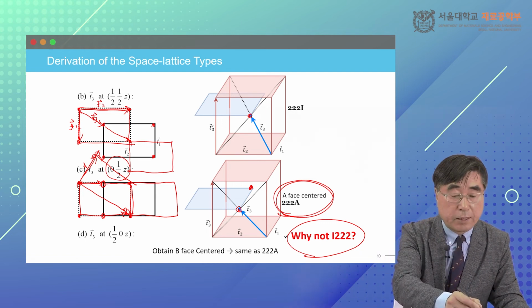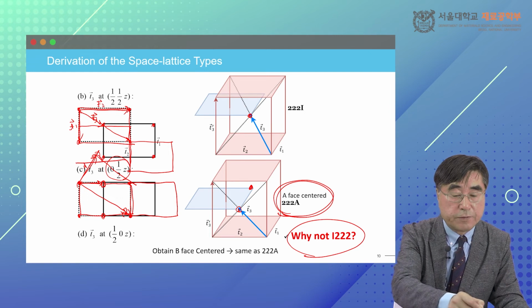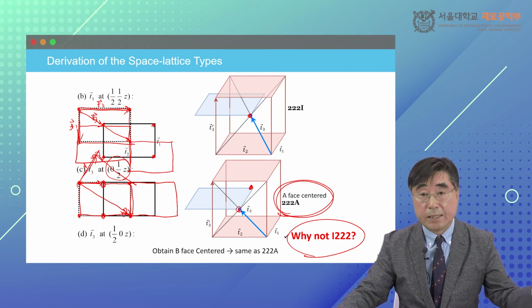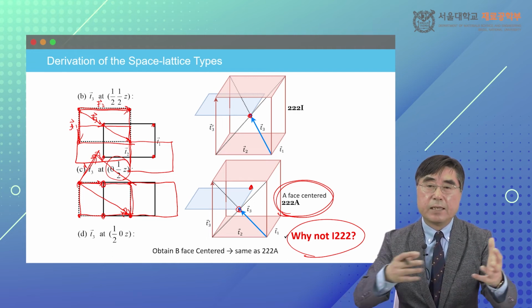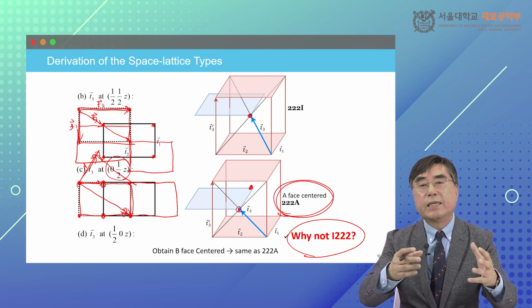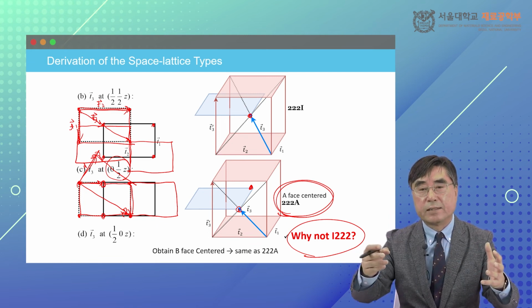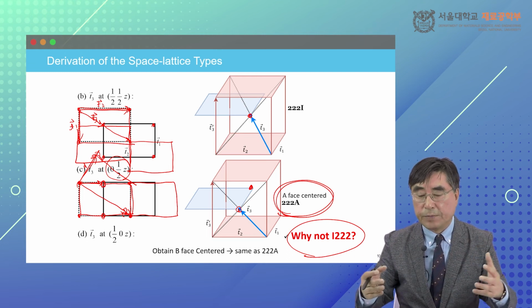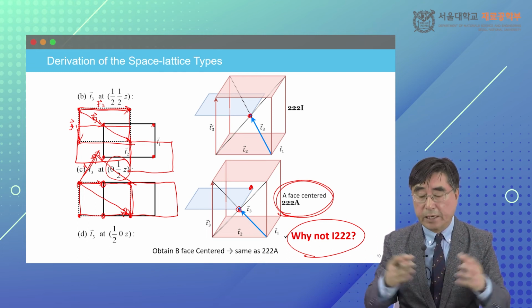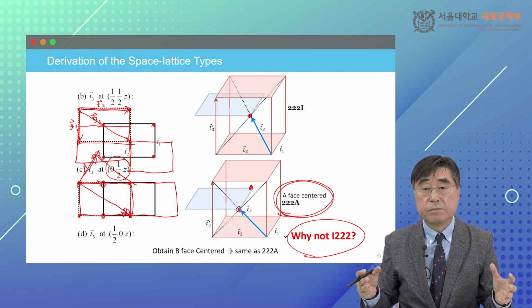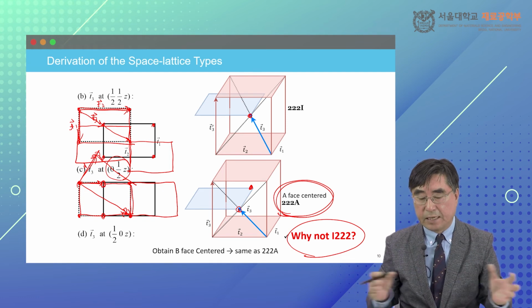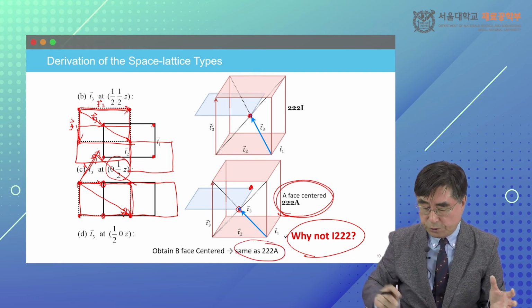Okay, if I put another lattice points like this, then of course you can say that 222B, B phase-centered orthorhombic Bravais lattice is developed. But in the case of crystal structure, who can define x-axis and y-axis? The x-axis and y-axis are the same. So basically 222A is the same as 222B. So B phase-centered orthorhombic Bravais lattice is not defined. It's the same as 222A.